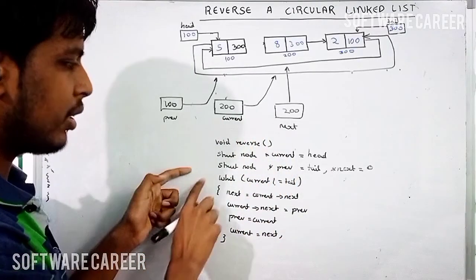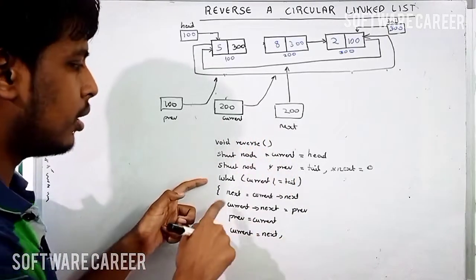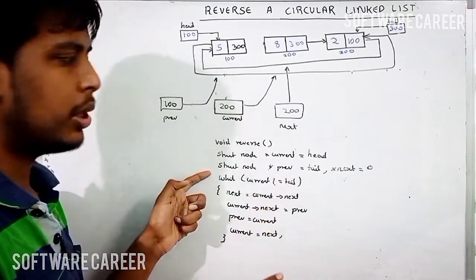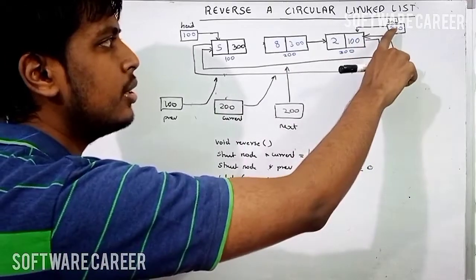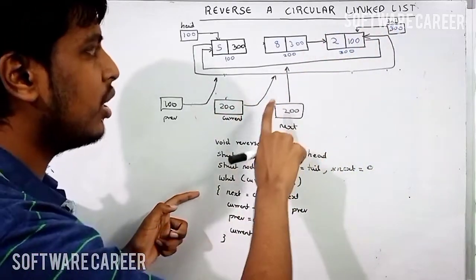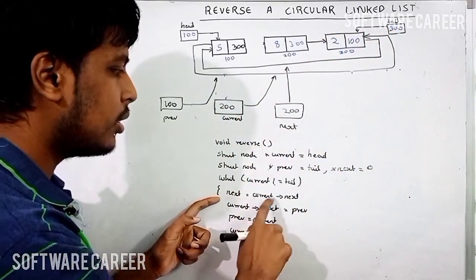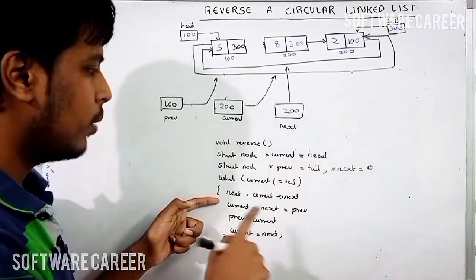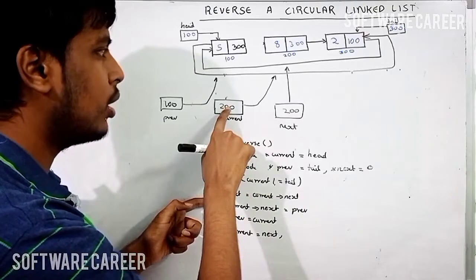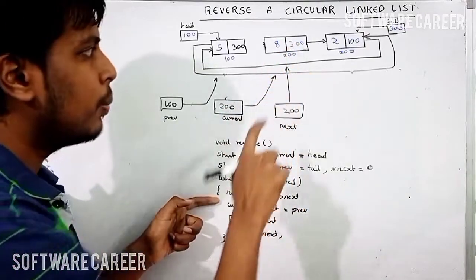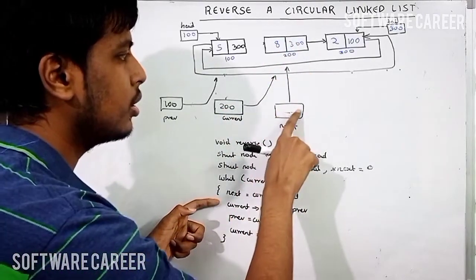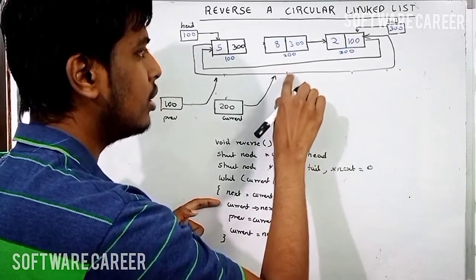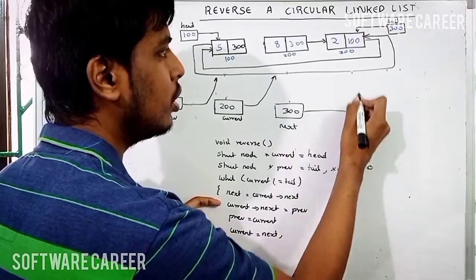Now go back again. You should repeat the steps. See here. Now check whether current is not equals to tail. Current is 200 and tail is 300. So it's not equal to tail, so go to the steps. Next equals current next. That means you are moving the next pointer one step forward. What is current next? Current is 200. 200's next is 300. Put that 300 into next. So now the next pointer is cancelled here and it's pointing to the third node.